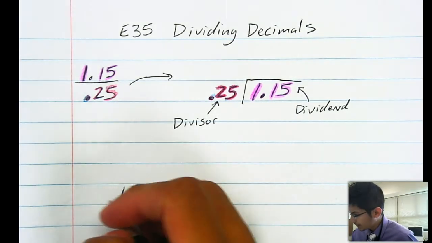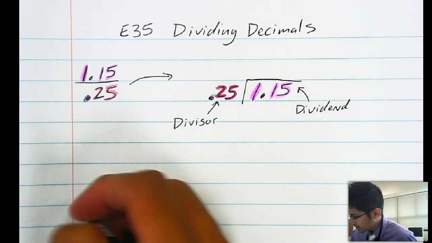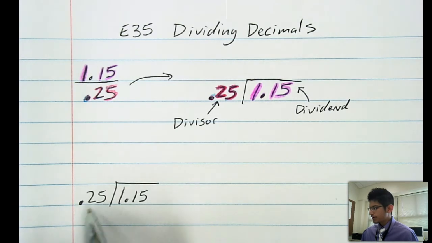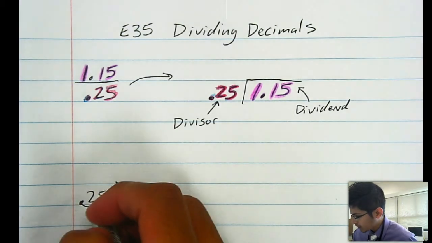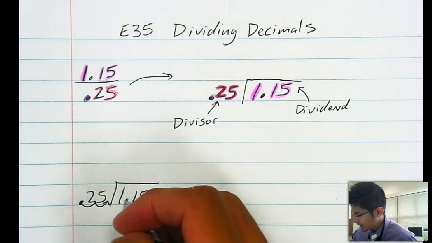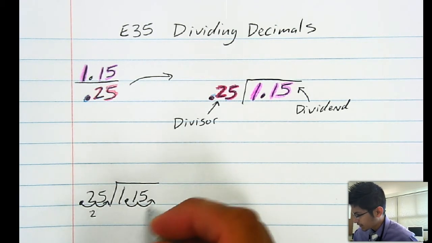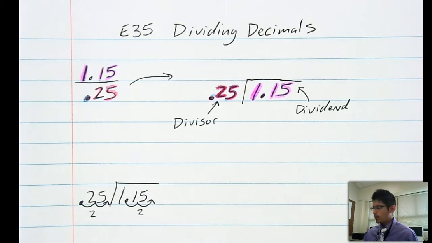Okay, so now your first step when dividing decimals is you notice that we have 25 cents. We want to move the decimal to be in front of the ones place. So I'm going to move it over 2 times. And if I move this 2 times, then I need to move the decimal 2 times over here. That way it looks like 25 divided by 115.